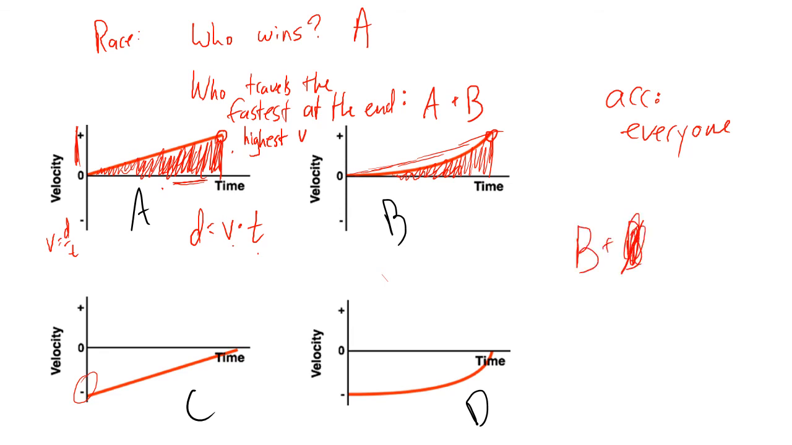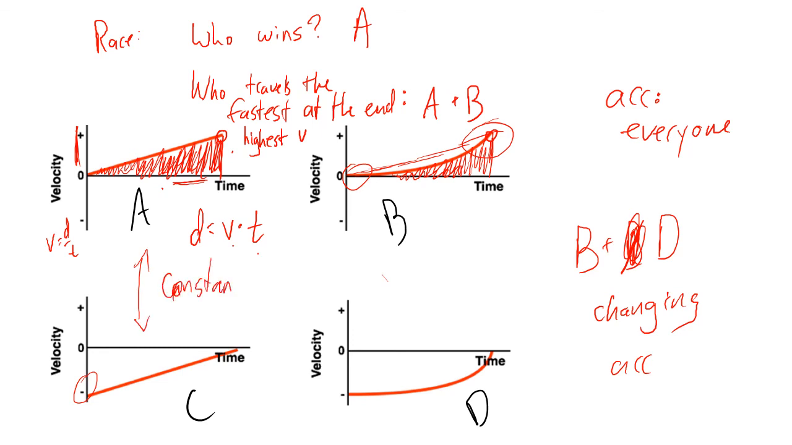Now, B and D, maybe you said B and D, okay? B and D have a changing acceleration. So they have a low acceleration here and a higher acceleration at the end. We're not going to deal too much with that kind of motion here. It's not really that bad, but calculus spells this all out for you. A and C have a constant acceleration. We know this because they have a constant slope.